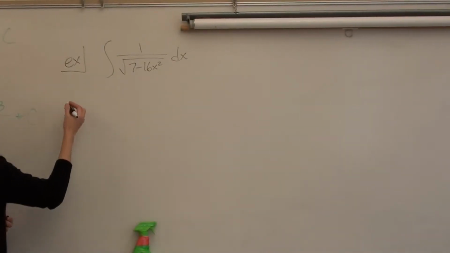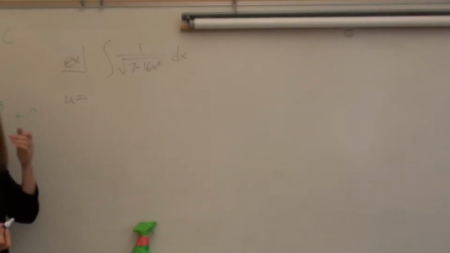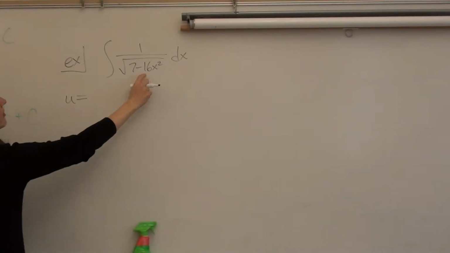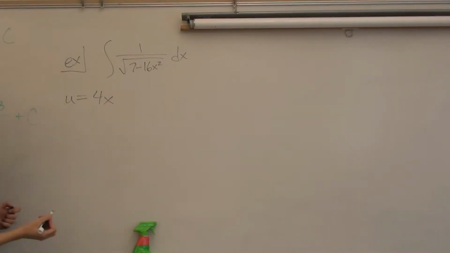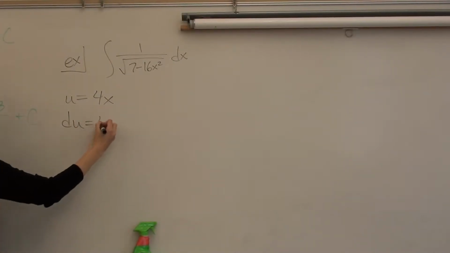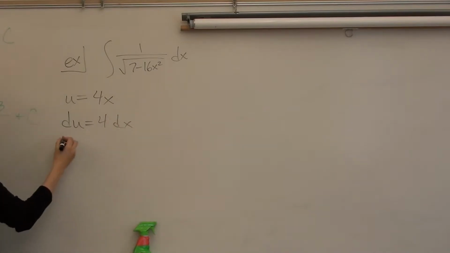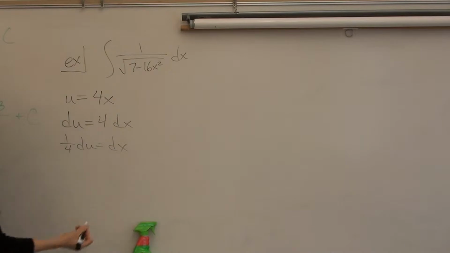But here's the trick. What do we let u be? You always let u be the square root of the term that's being squared. So don't let u be 16x squared. Let u be 4x. All right, so if u is 4x, then what's du? 4 dx. So I'm going to divide out, and I get 1/4 du equals my dx.